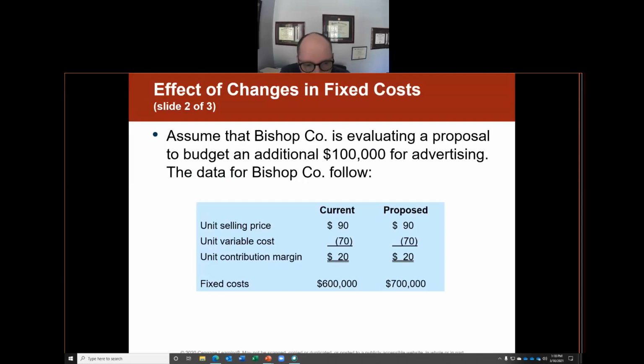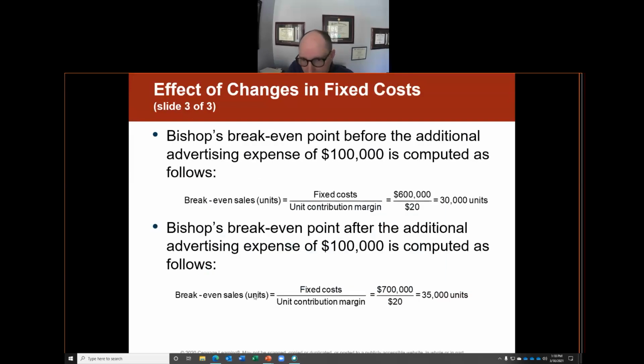Right now, before the TV ad, my current sales price is $90 per unit. I have a variable cost of $70 per unit and a contribution margin of $20 per unit. My fixed costs are $600,000. If I run the TV ad, it is a fixed cost. My fixed costs go up to $700,000. Everything else remains the same. Okay? So what that means is I need to sell more. Clearly, I need to sell more to find break even in sales units.